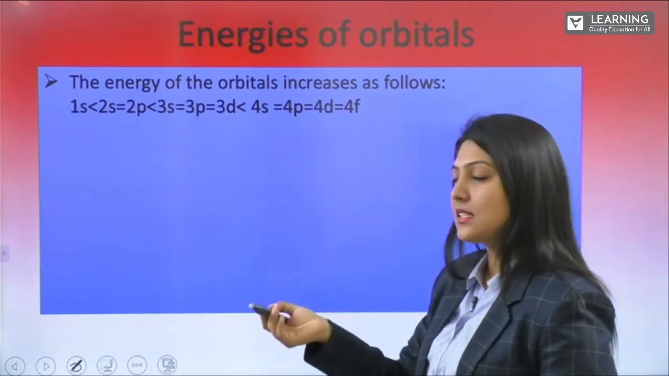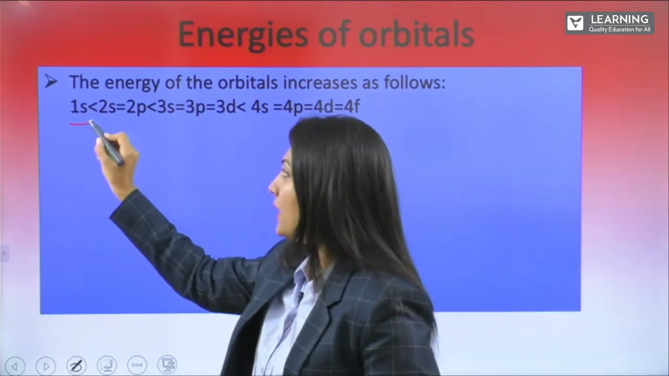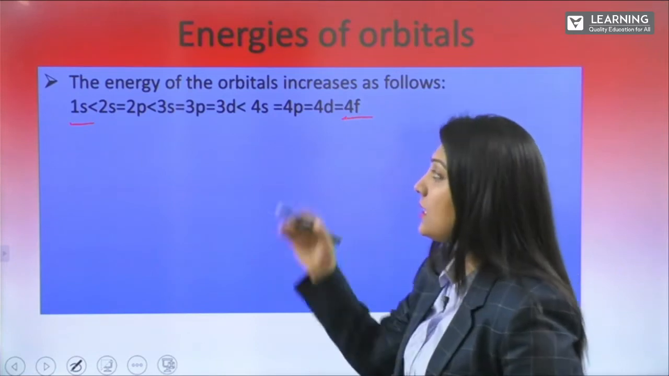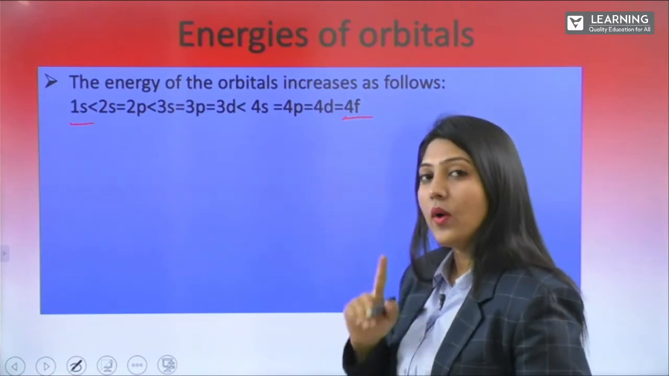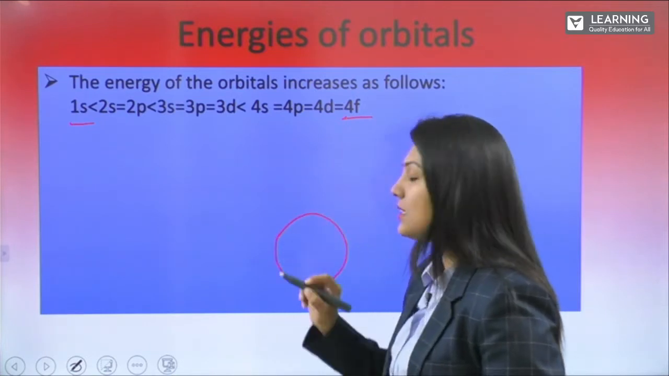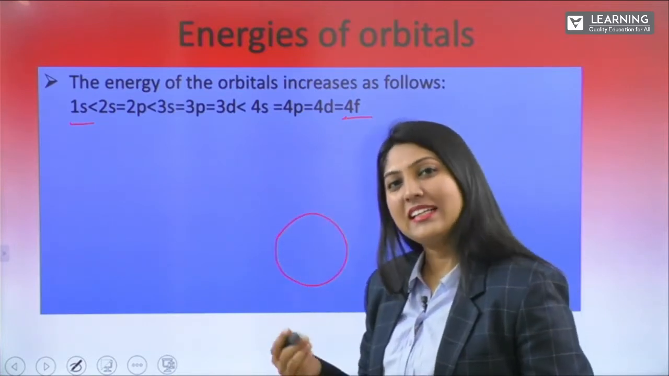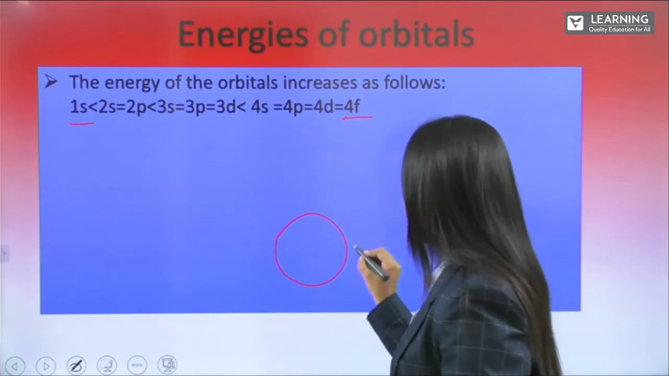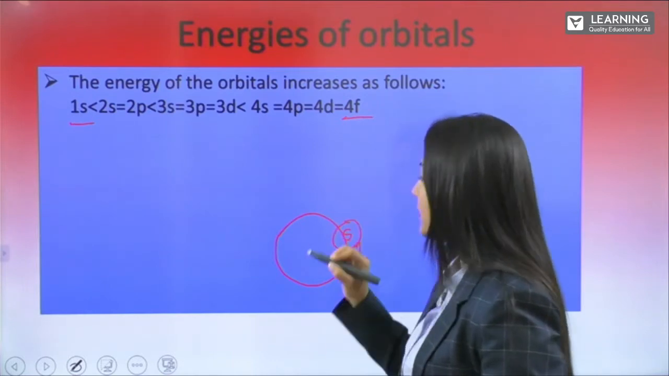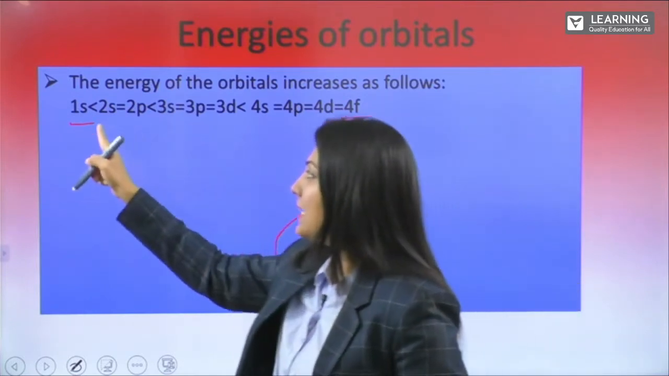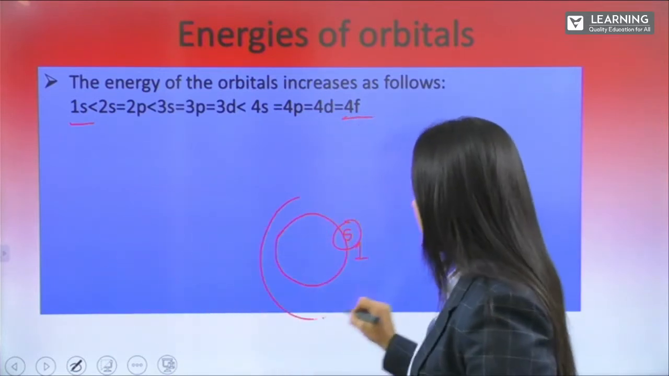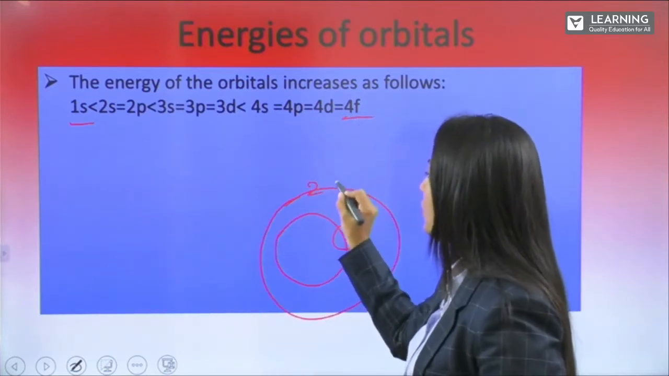How does it increase? It increases from 1s to 4f. So you can understand this is how the energy is. 1s means the electron is in the first shell. First shell is which one? This K shell, as we know. So in the first shell we have s orbital, and this orbital will be filled first, and that is the least energy. And then the second orbit which is having 2s.